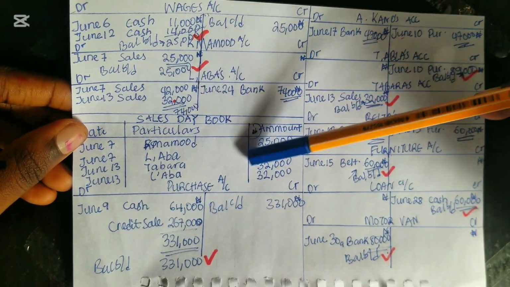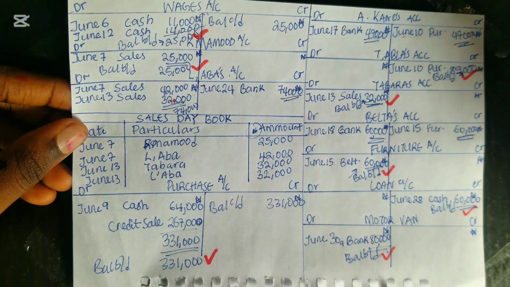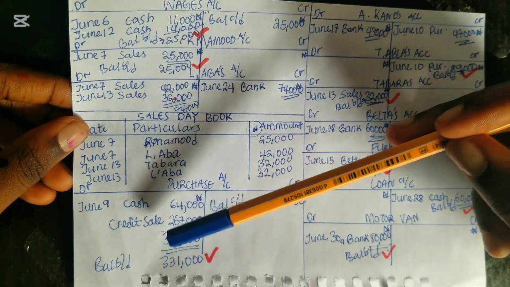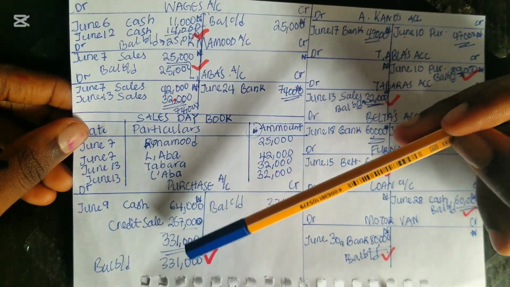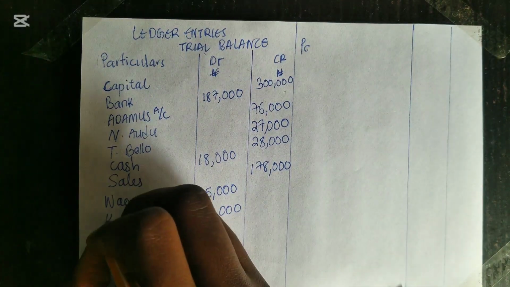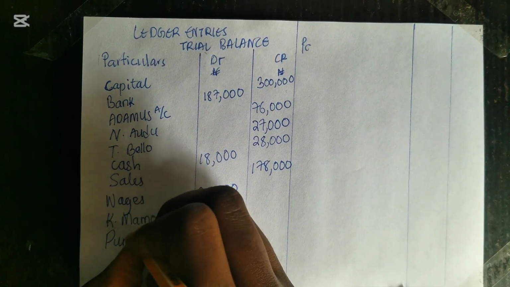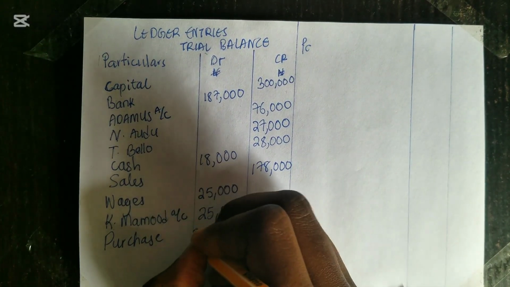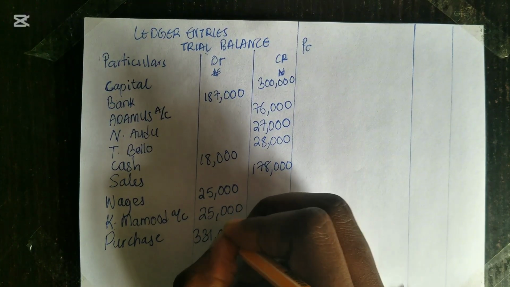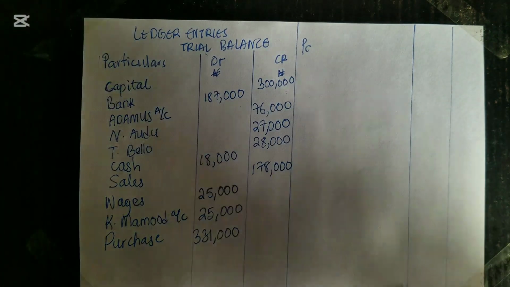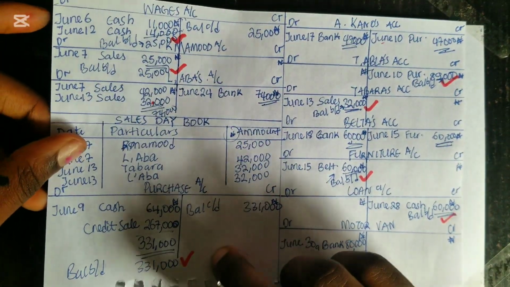Purchases, because this sales day book, we have already transferred it to the sales account. Purchases, our balance brought down is on the debit side. So it's what? 300. Purchases, 331,000 naira. So I've done purchases. So the next one is what?